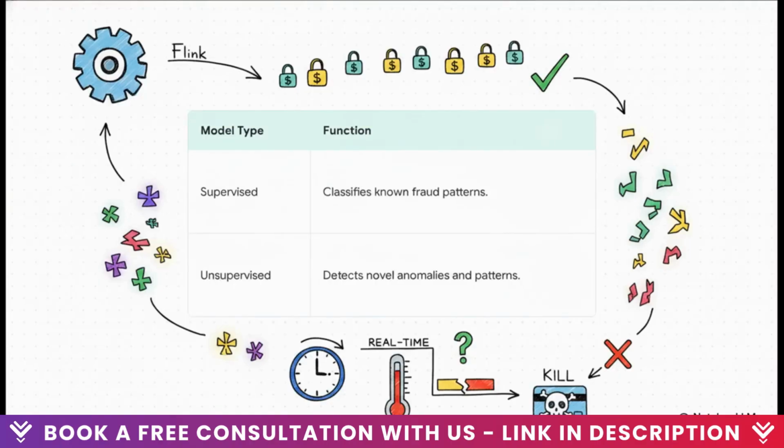And right inside Flink, the pipeline deploys an entire ensemble of machine learning models. It seamlessly integrates supervised learning, which looks for known fraud patterns based on historical flags, with unsupervised learning, which detects entirely novel, weird anomalies that we have literally never seen before. Flink runs these models simultaneously to score the transaction's contextual risk in real time. If the score jumps too high, boom, the transaction is killed instantly.